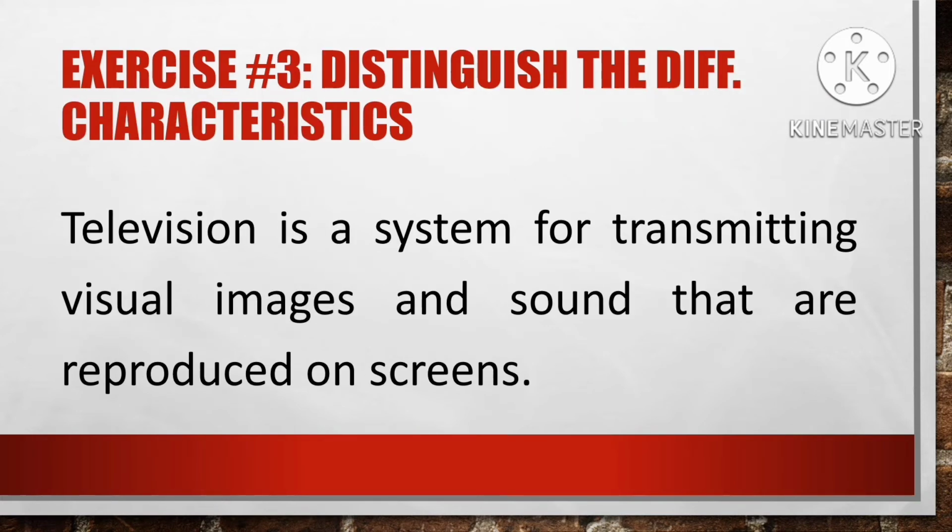So for the last one, distinguish the differentiating characteristics on this given statement. Television is a system for transmitting visual images and sound that are reproduced on screens. So the differentiating characteristic for this given text is that are reproduced on screens. It is the phrase that makes it different from other terms. And those are the things that we should consider in trying to analyze the parts of a formal definition, and it is a significant note to take on those things in mind, because it can help us on how we can apply this on different fields that we are in.